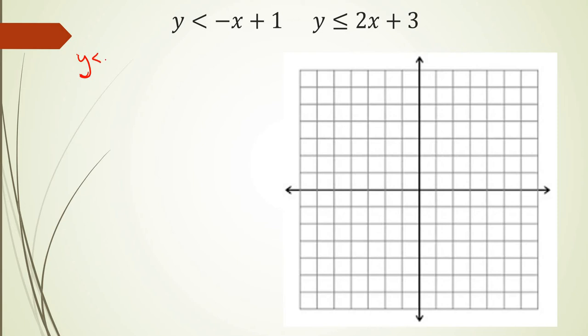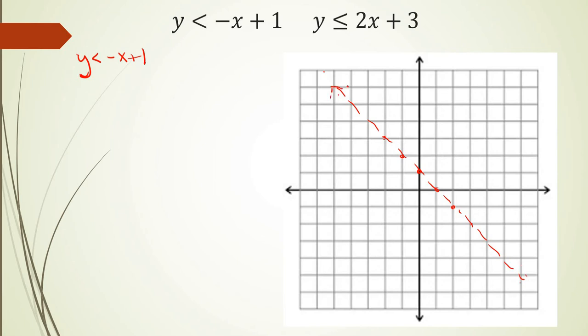Y is less than negative x plus 1. It's already in mx plus b form, so I'm going to use the y-intercept of 1, a slope of negative 1, down 1 and to the right 1. And remember, we can count in the opposite direction as well. So less than means a dotted line. And I'm going to try and line it up pretty good here. Okay, so we're going to use this dotted line.